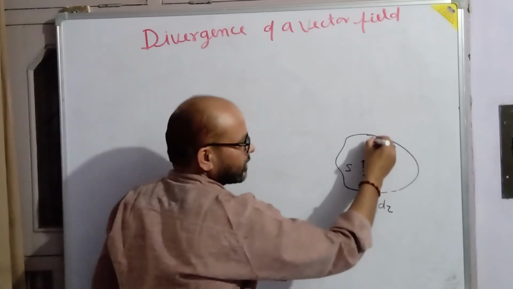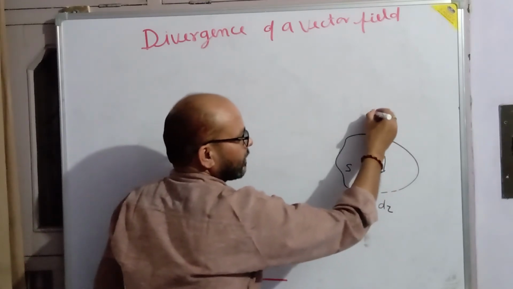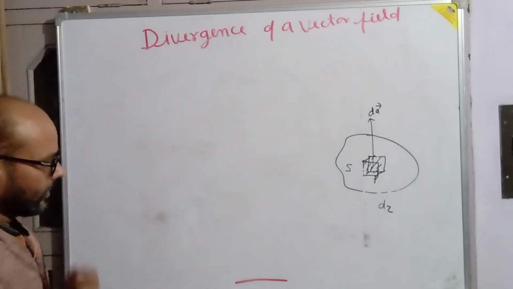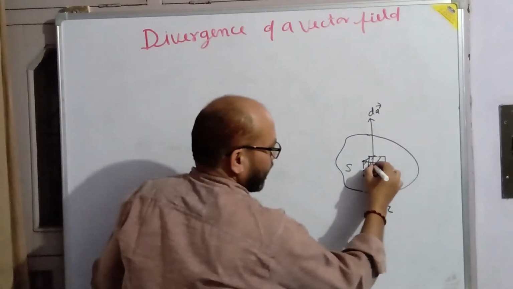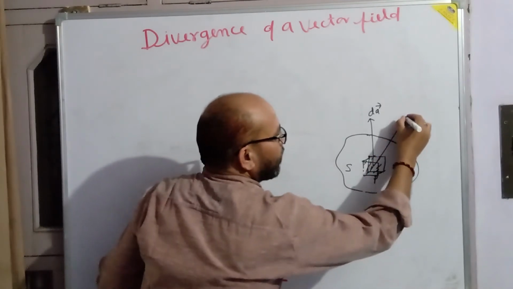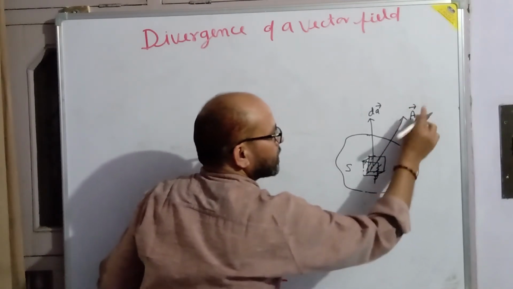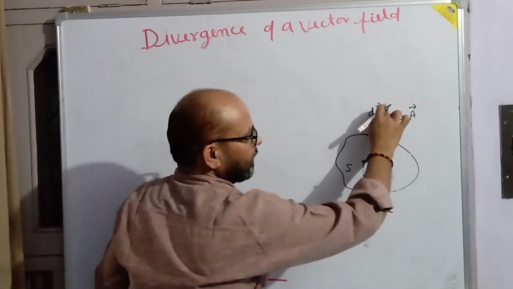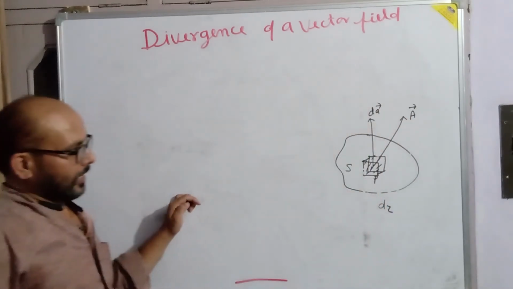Suppose the area vector is this. dA is the area vector, or ds or dA, right? dA is the area vector, and here A is the vector field. A is a vector field, dA is the area vector, right?